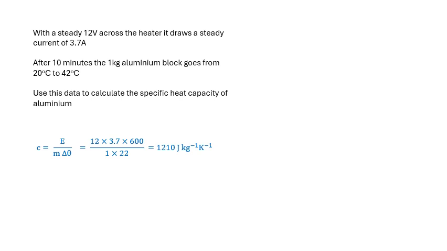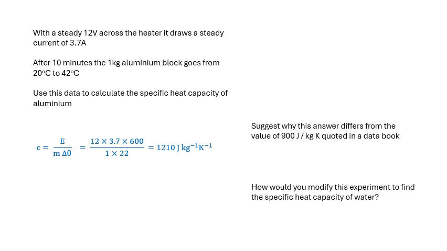Now, if we look in a data book, we actually see that it should be 900, the specific heat capacity of aluminium. Why is our answer bigger than that? And how would you change the experiment to get a better answer? Yes. And how would you modify it to find the specific heat capacity of water?